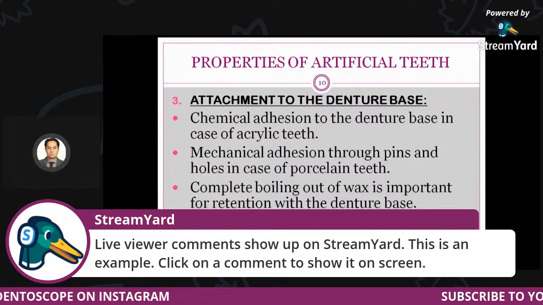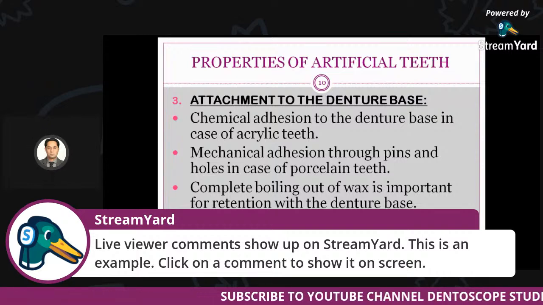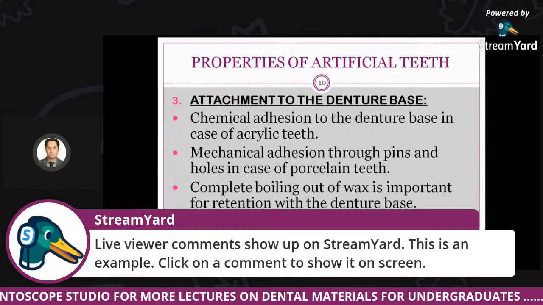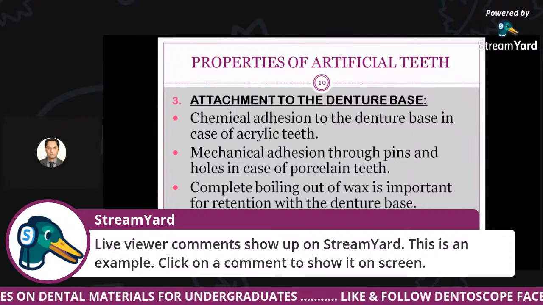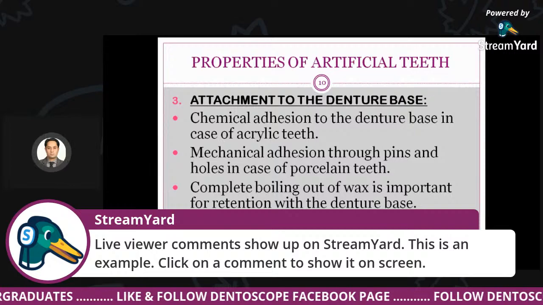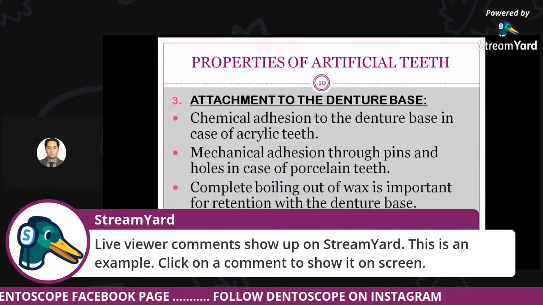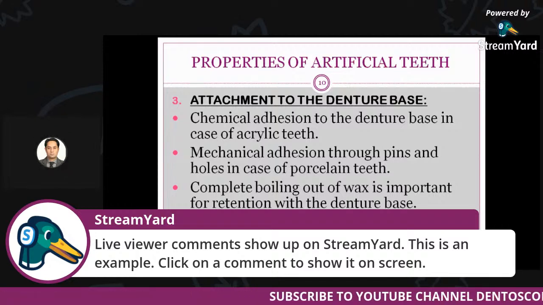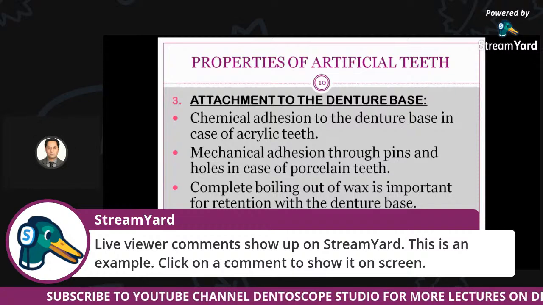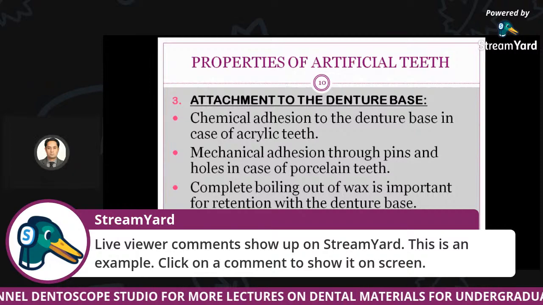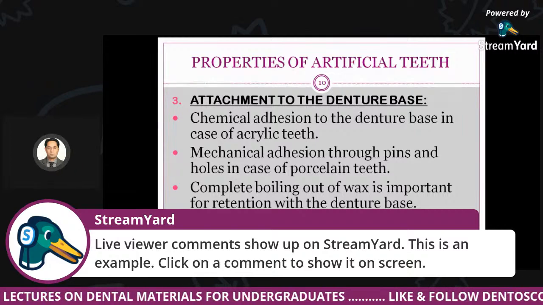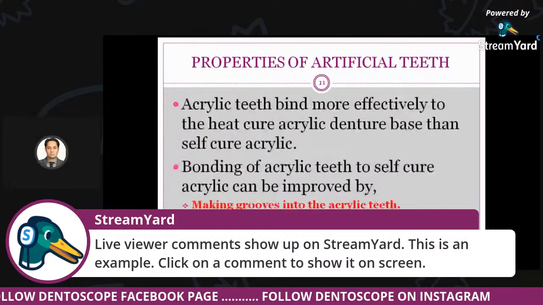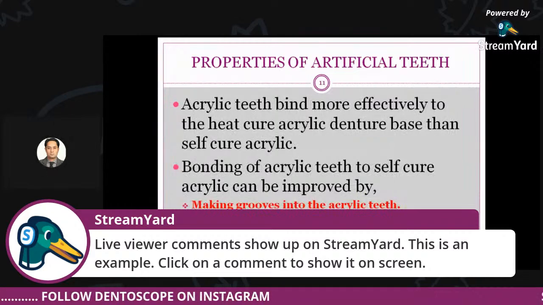Well, for a good adhesion, it is very compulsory that the wax used for the fabrication of the wax pattern should be completely boiled out. There should be no residual wax, because if there is some wax, then the adhesion is not going to be proper. It is a very common problem that 33% of all denture repair is due to the debonding of teeth from the denture base. So during the fabrication of the partial denture, either the acrylic partial denture or the cast partial denture, it should be kept in mind that the complete boiling out of the wax is very important.